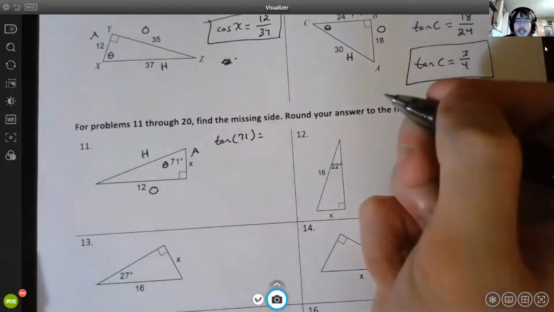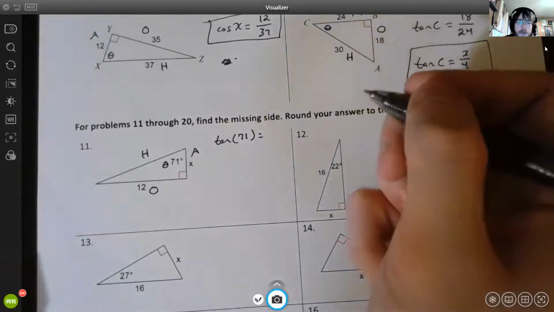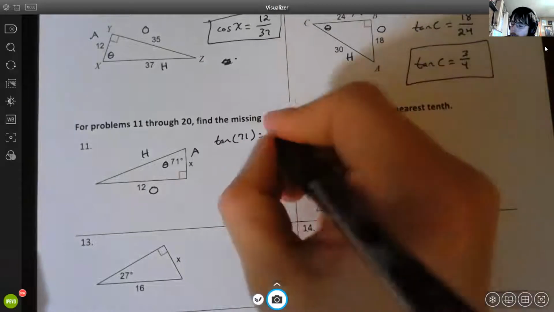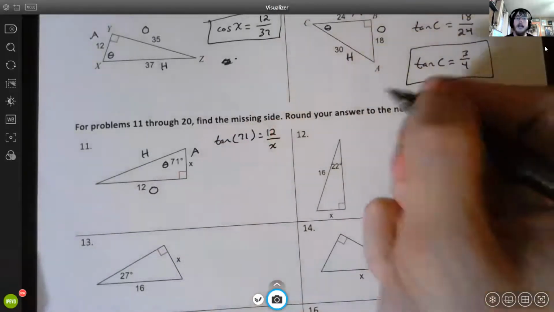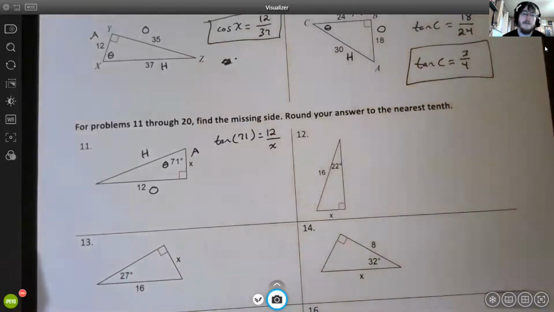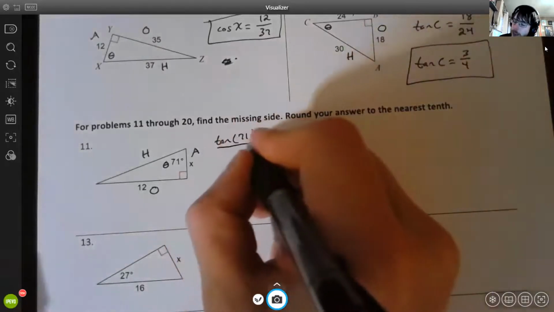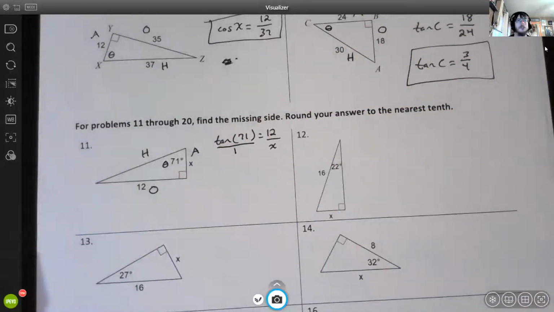Tangent is defined as O over A. Our O value is 12. Our A value we don't know, so we put it over X. Now, to make this a little bit simpler, I'm going to place tangent of 71 over 1. And the reason I can do that is because any number divided by 1 is itself.